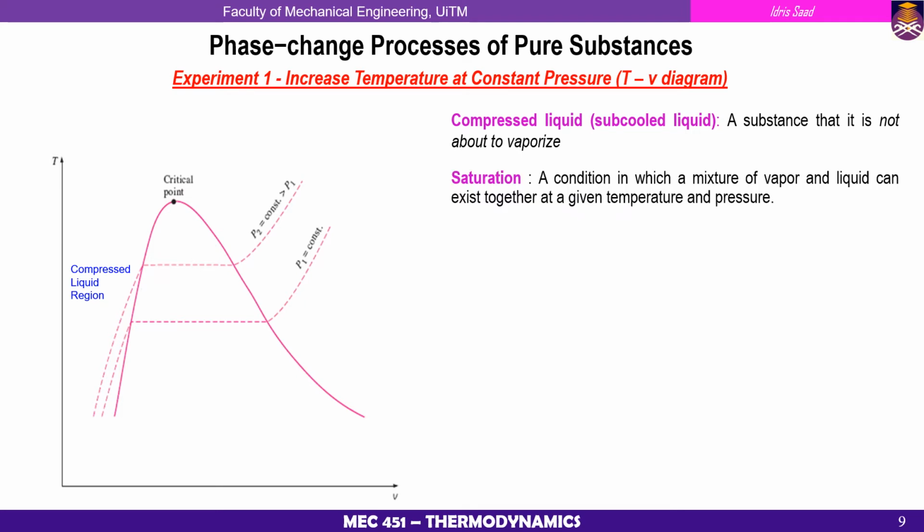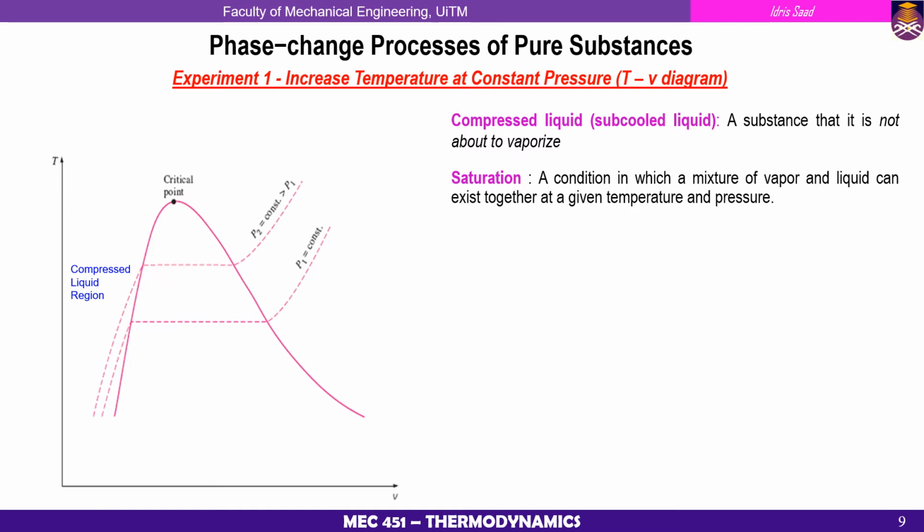The next item that we should understand in this TV diagram is the term saturation. It is actually a terminology to describe a condition in which a mixture of vapor and liquid can exist together at a given temperature and pressure. Actually, when we heat up, the water will absorb the heat and contain the heat within its molecules. That's why the water becomes hot from 20 degrees Celsius to 100 degrees Celsius, as we discussed in the process of boiling water in slide number 6 previously.